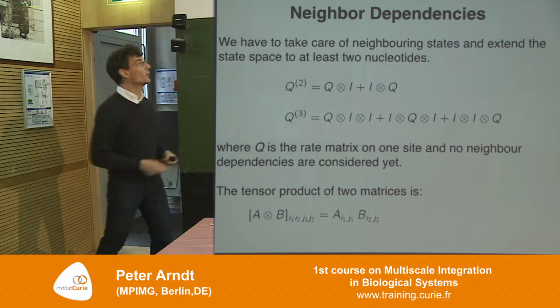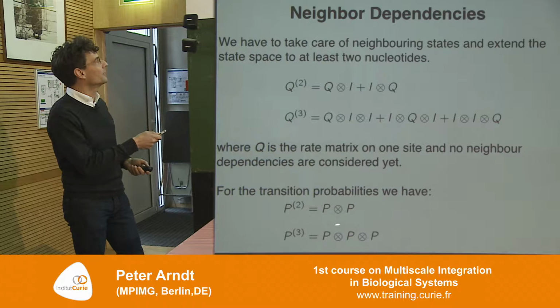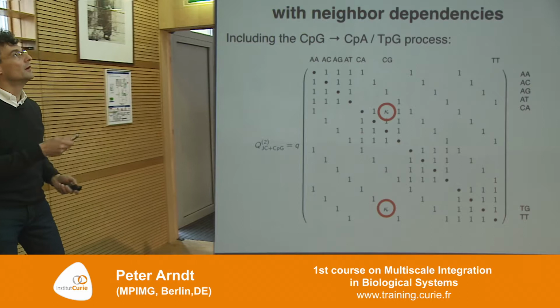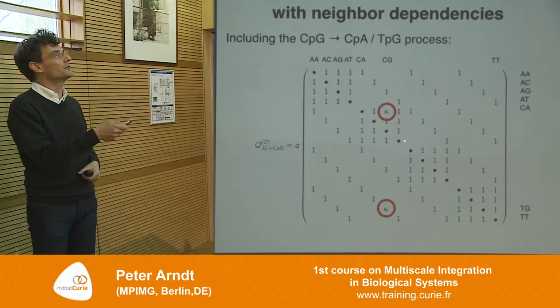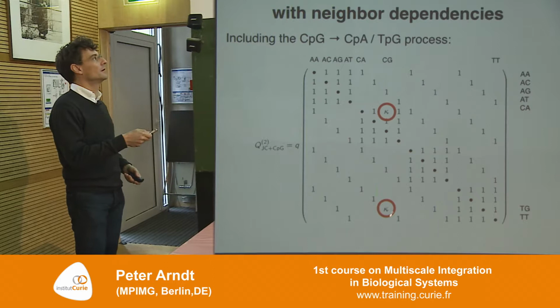So once you have this matrix Q, you just take the matrix exponential and you have the transition probabilities. That's it. You don't need more. In the neighbor-independent case, you can just write P2 is just this and P3 this. But if you have these neighbor dependencies, then you introduce these enhancement factors for the CpG process, and this would change the matrix on those two positions: CpG to CpA and CpG to TpG. So these two entries get this additional factor.